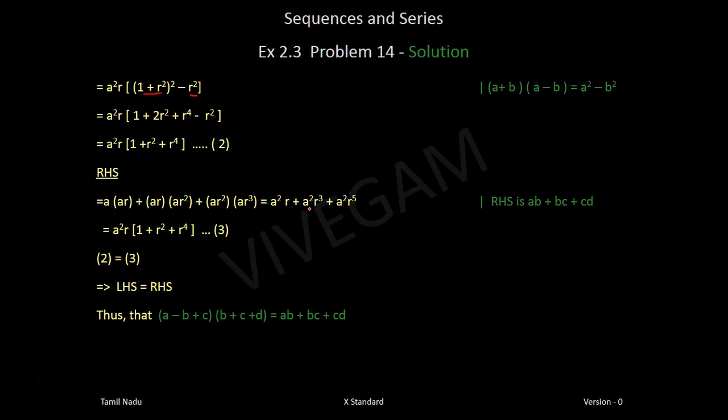A square R is common everywhere, so you take A square R commonly out, so this will be left with 1, R square and R to the power of 4. Right? Now you see this and this are the same. Equation 2 and equation 3 are the same. So this you obtained from LHS, this you got from the RHS. So these two are equal, which means LHS equal to RHS. Thus (A minus B plus C) into (B plus C plus D) equal to AB plus BC plus CD.